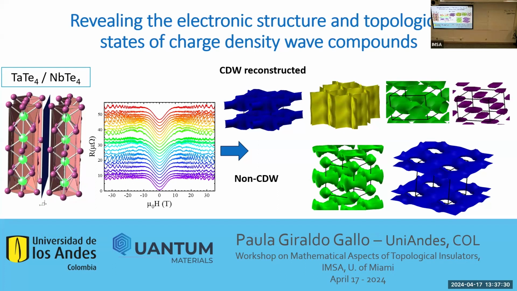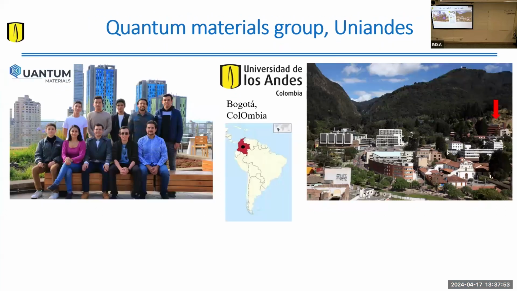Through these kinds of measurements, we think we have signatures of the possible topological nature of this compound. So it gives you a nice playground to start trying to understand the relation between topological states and charge density wave states. All right, so that's my conclusion. We know nothing. We know that it's complicated.